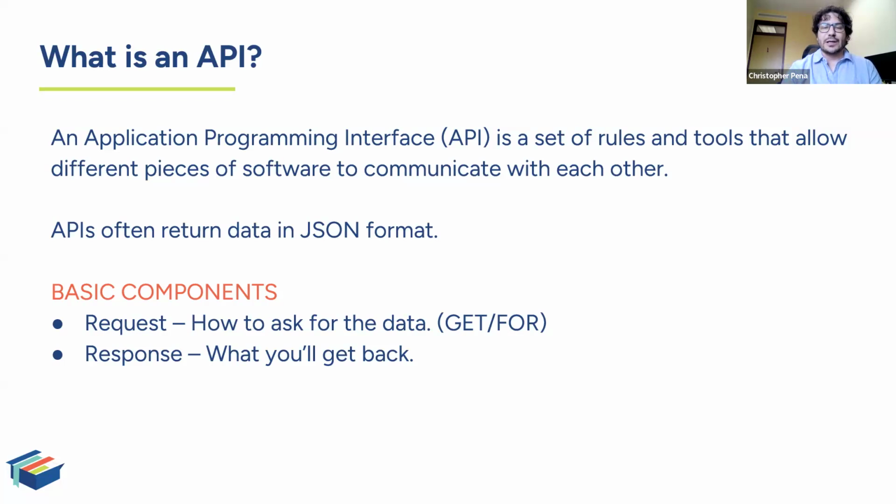The basic components of an API are a request. We're calling the data out, and we use that with a GET request. And then we get a response, what we get back from the data repository that we're calling to get our data from.